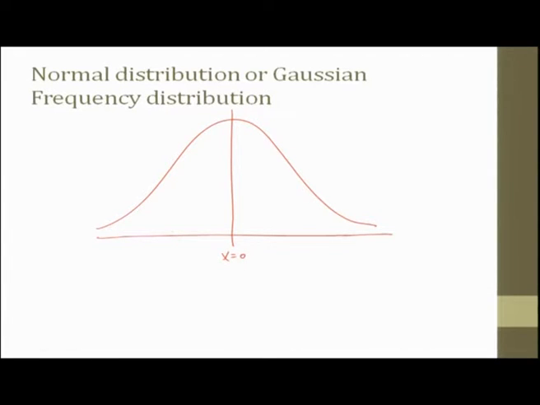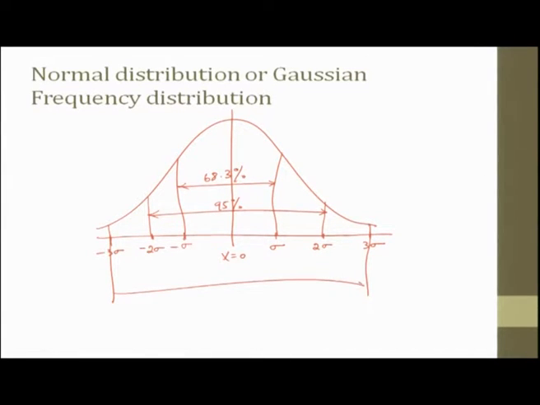This is x equal to 0. So, I will make this minus sigma, this is minus 2 sigma, and this is minus 3 sigma. This is sigma, 2 sigma and 3 sigma. So, if you look at it, this is a typical binomial distribution or a Gaussian frequency distribution curve.